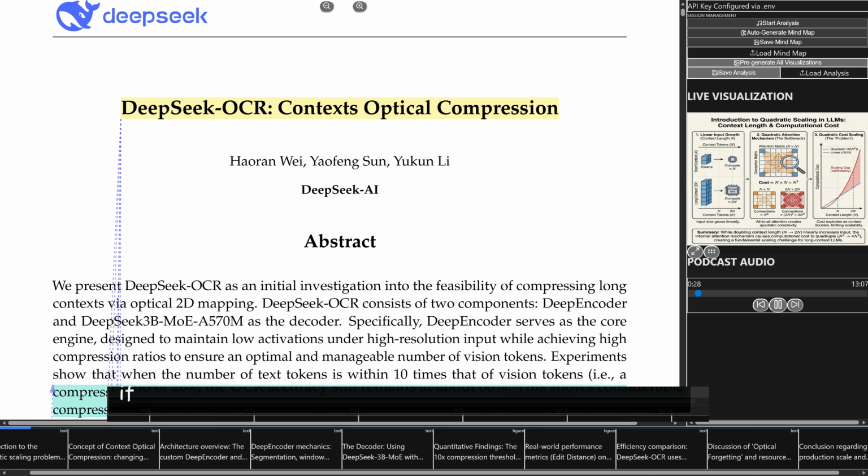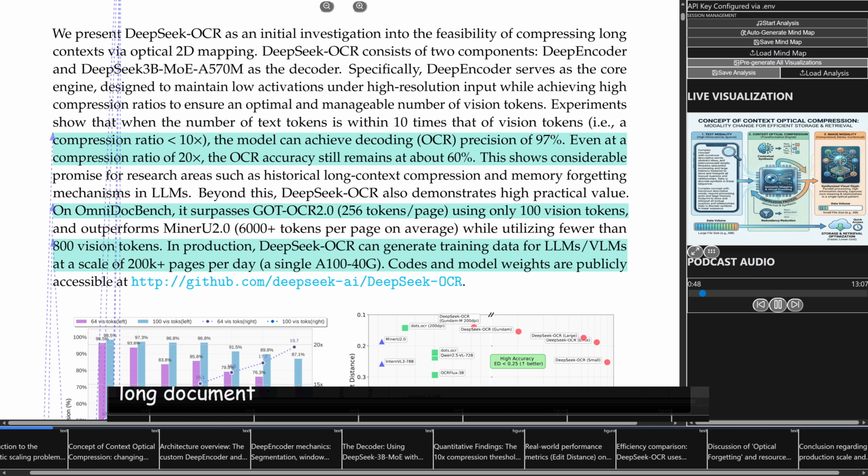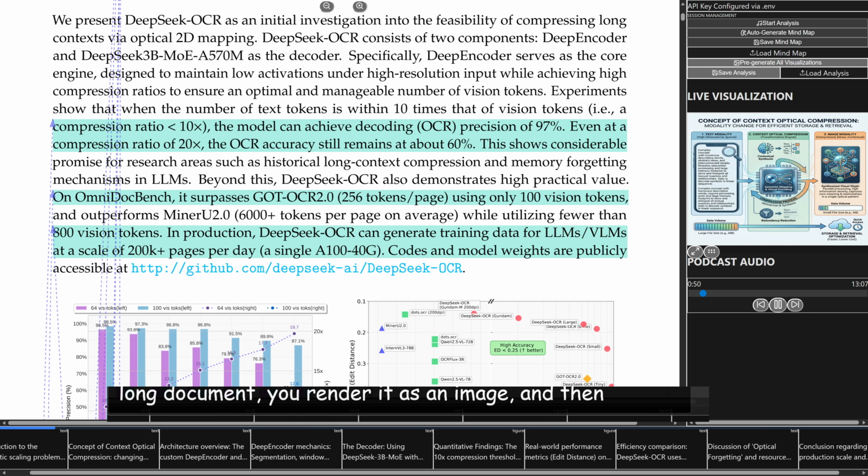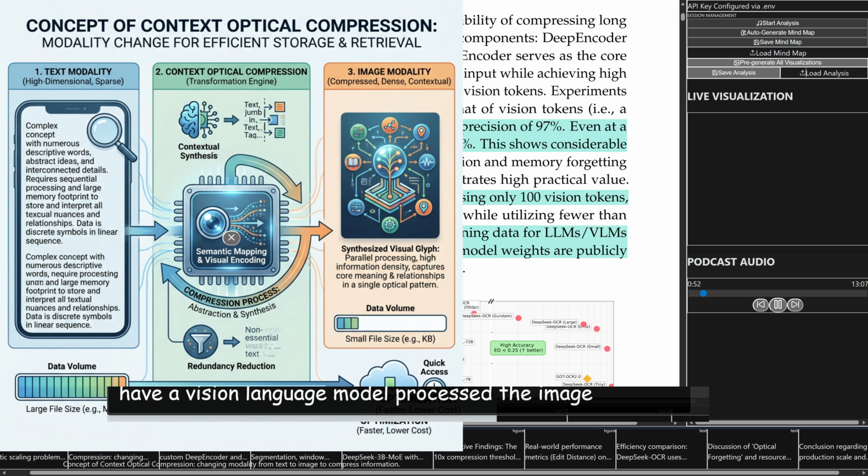So if the problem is really rooted in the math of processing sequential text tokens, what if we just change the modality entirely? And this is where this really fascinating idea of context optical compression comes in, using an image, a visual medium, as an incredibly efficient way to carry information. That's the core concept DeepSeek is chasing here. You take the long document, you render it as an image, and then you have a vision language model process the image. But the big question is, how do you actually measure if that works? How do you quantify it?